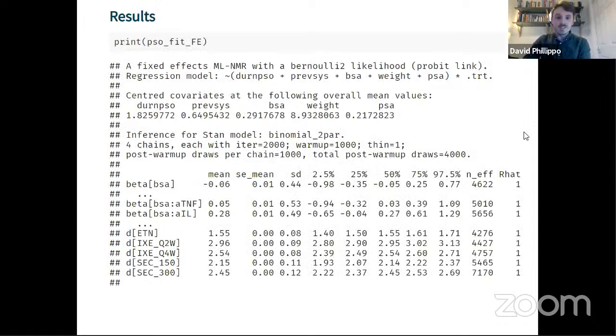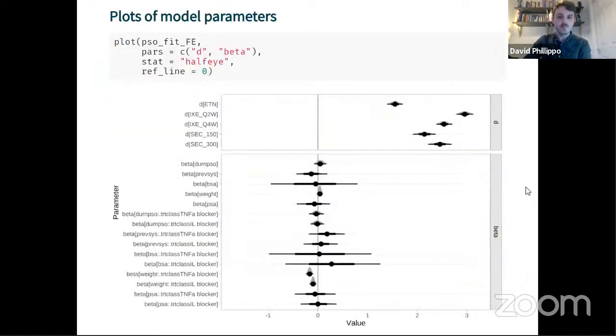And once it's been away and fitted the model, we can then print the results, and you can see it's giving us a summary of the model that was fitted. So the regression model, it's automatically centered the covariates for us, and then it's giving us posterior summaries of each of the model parameters and convergence information as well.